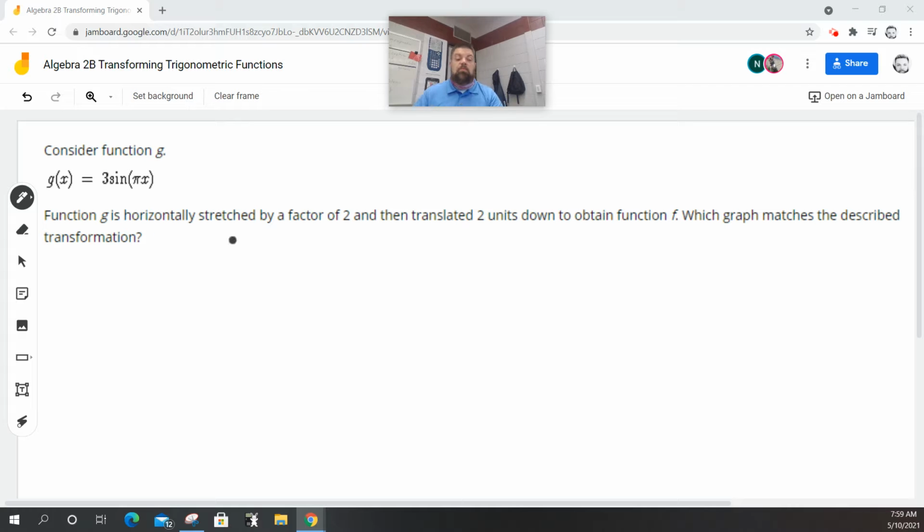So first we've got to think about what this looks like. The amplitude goes from 1 to 3, so it's going to go from 3 to negative 3. Well, let me write some stuff down so it'll make a little more sense. So g of x, my amplitude is 3, so that's going to stretch it vertically from the original sine function.